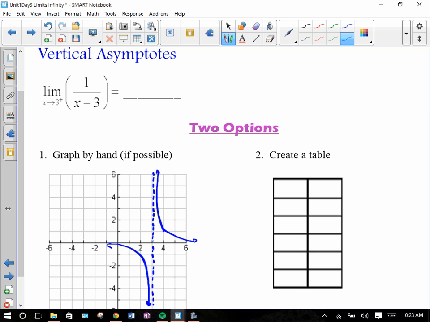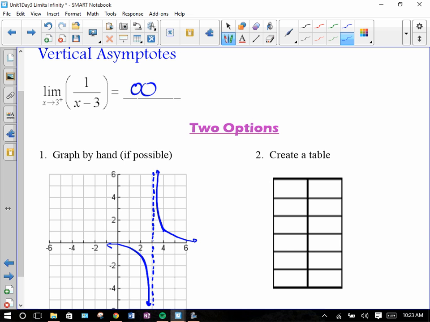Then we're going to keep going up forever. So it's approaching positive infinity. Okay, so the one way is you can graph it. Now you guys can graph it on your graphing calculator when it's a more challenging function. This one's easy enough where we can just quickly graph it by hand without having to think too hard.